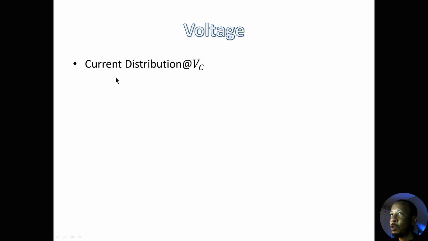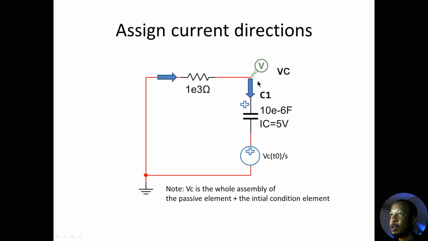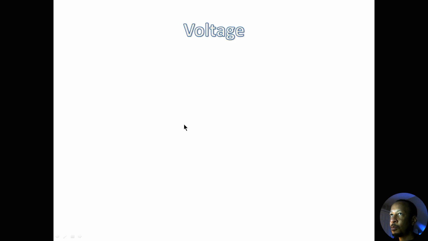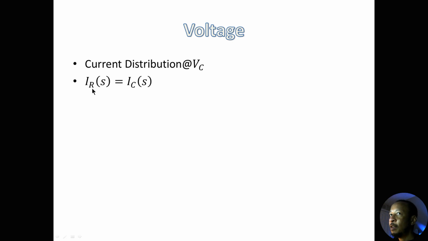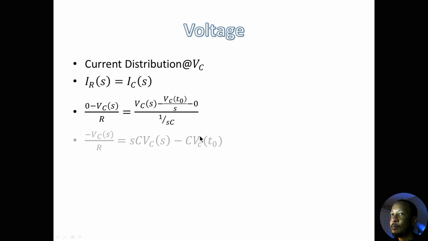So the current distribution at VC. Again, VC is here at the top, and I'm going to look at the current distribution there. As before, IR of s equals IC of s, and then IR of s decomposes into 0 minus VC of s divided by R. That's equal to the decomposition of IC of s, which is now VC of s minus VC of t sub 0 divided by s, minus 0, divided by 1 over sC.